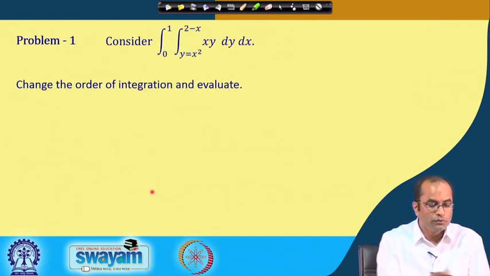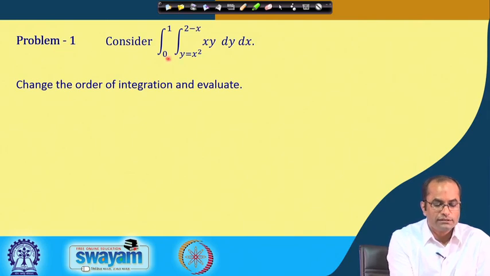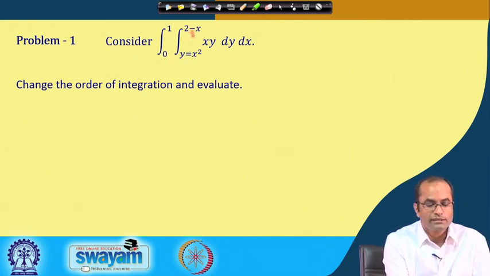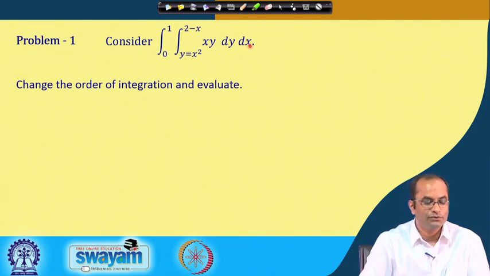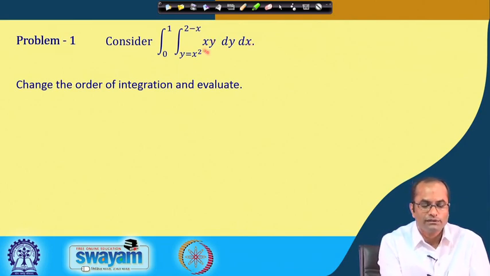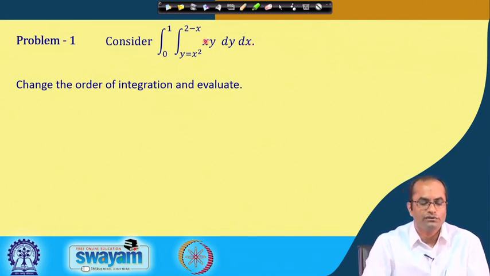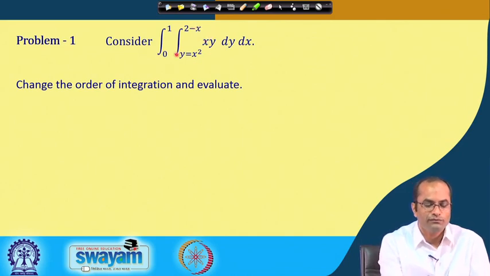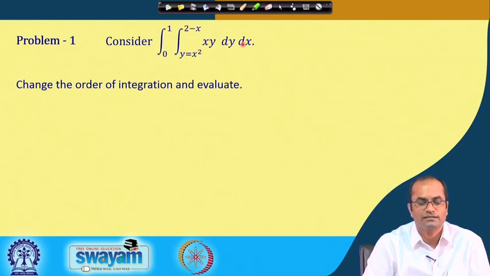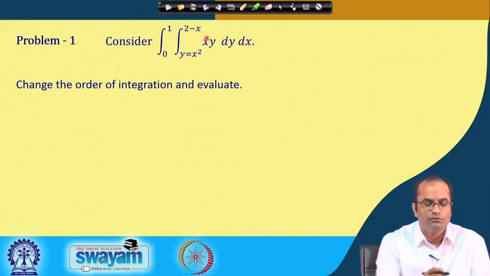So, we consider a few more problems. Let us discuss this: x goes from 0 to 1 and y goes from x² to 2 minus x, of xy dy dx, and we want to change the order of integration and then evaluate. In this case our integrand is just xy, so it will not matter whether we first integrate with respect to y or with respect to x; the complexity level would be more or less the same.